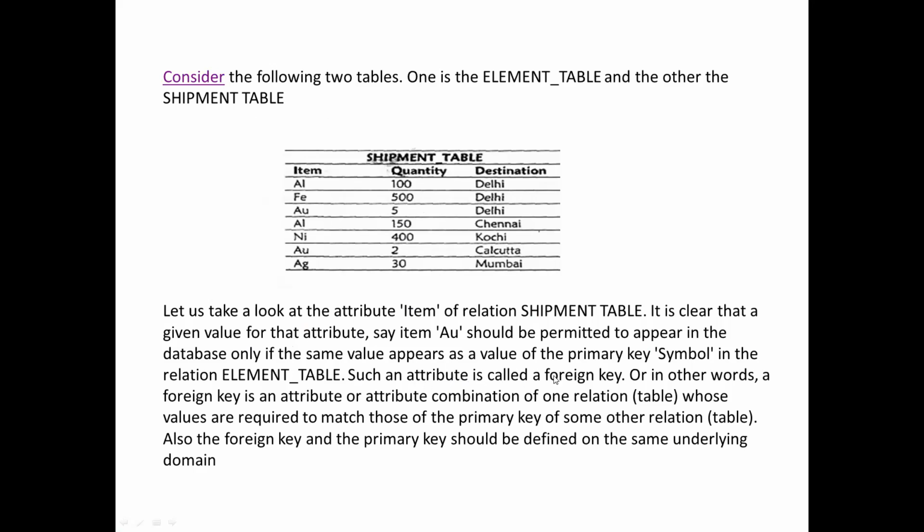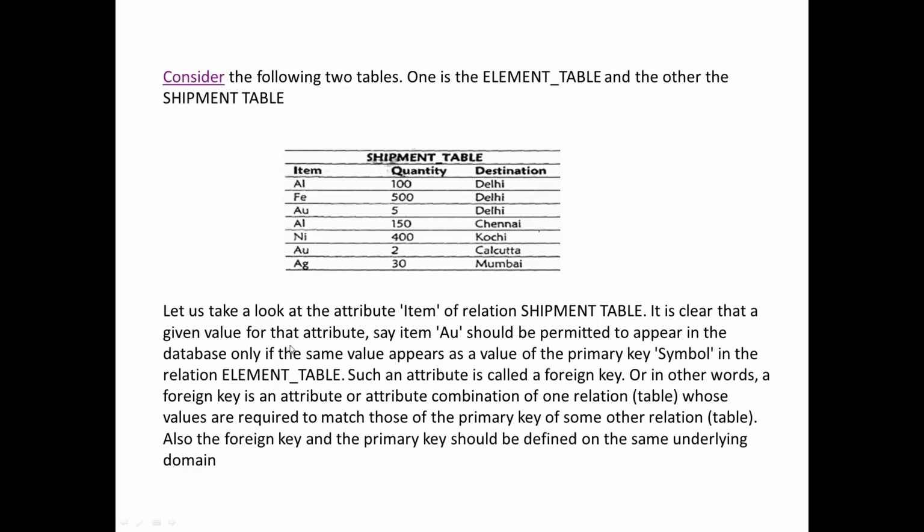So such an attribute is called a foreign key. So which one is the foreign key? These are foreign keys, right? These are foreign keys. Because why? Let's take a look at the attribute item of the relation shipment table. It is clear that a given value for that attribute. This is just an example. You can take AL also, FE also, AU also. They are simply trying to let you know what a foreign key is.